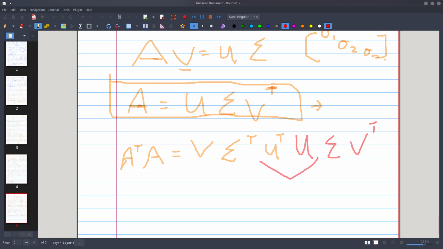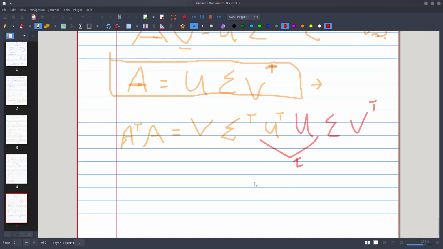And what you have sitting here, my friends, is the identity. This is the definition of Q transpose Q, an orthogonal matrix. This gives you the identity. So this is gone. And sigma transpose is a diagonal matrix, so it's just sigma. Sigma times sigma is sigma squared. And so the factorization becomes V sigma squared V transpose.